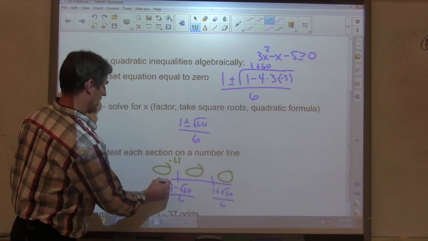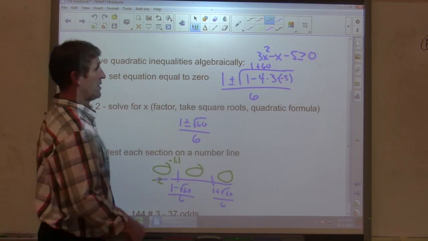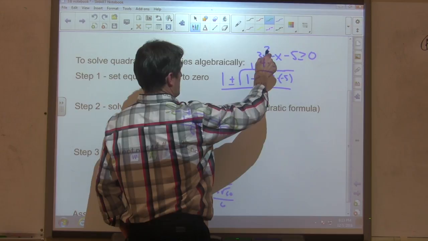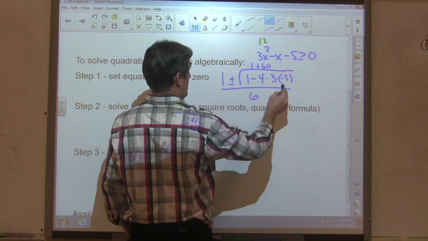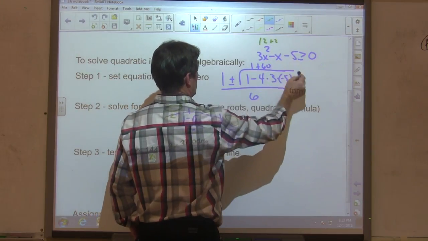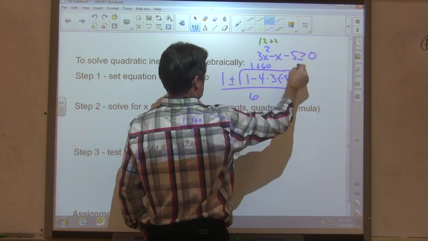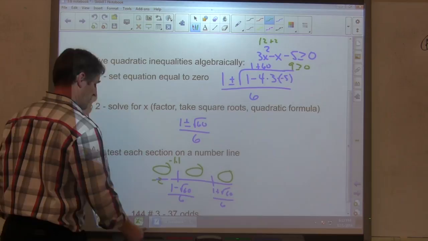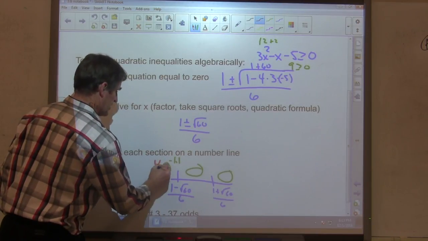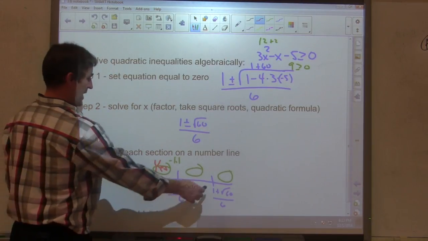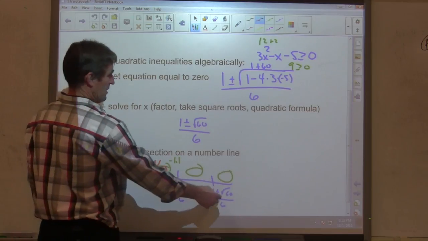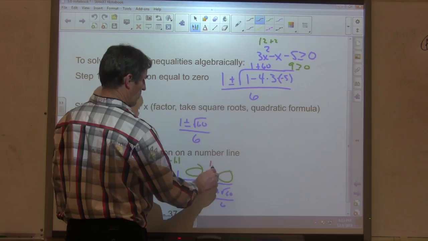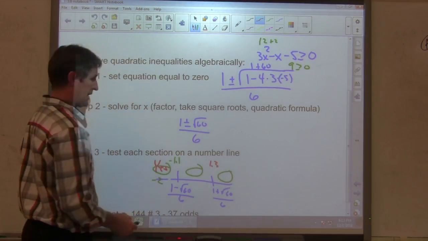So I'm going to plug in negative 2 and see if it works. So when I plug in negative 2, I get negative 2 squared is 4, so that would be 12. Negative 2, that would be plus 2. And 12 plus 2 is 14 minus 5 is 9, and 9 is greater than or equal to 0. So this does work. This is a yes. Now again, this over here is going to be 1 plus 7, so 8 something. Again, it's going to be 1.3. Doesn't make any difference.